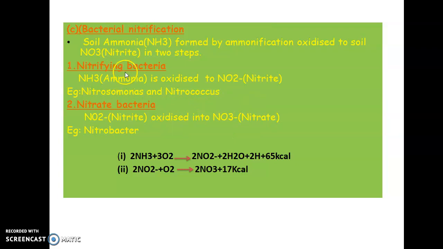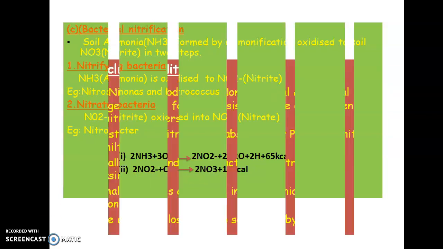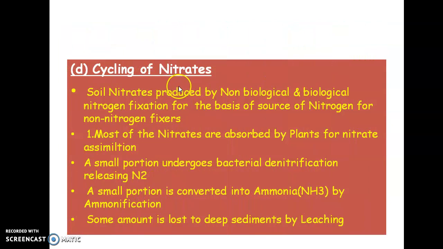This nitrification is generally done by Nitrosomonas and Nitrococcus bacteria, while nitrate formation is generally done by Nitrobacter bacteria. And this is the concerned reaction. This is the nitrification process, the nitrifying bacteria converting ammonia into nitrite, and this is the nitrate reaction, that is conversion of nitrite to nitrate. Clear? Then comes the cycling of nitrates.